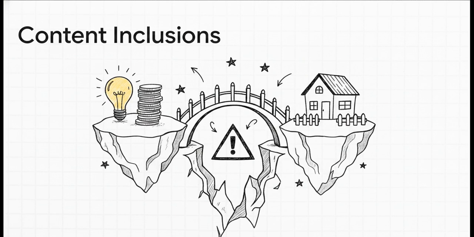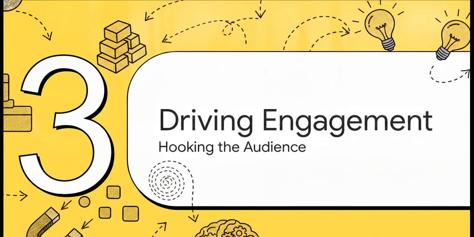The blueprint explicitly demands that these rules are supported by practical examples, everyday financial tips, and crucially, common mistakes. This is exactly how you build a bridge between abstract financial theory and a beginner's actual day-to-day life. By showing them the common pitfalls, the mistakes they are probably already making, you create a relatable, highly practical learning environment that actually sticks. All right, let's look at Section 3, driving engagement, hooking the audience.